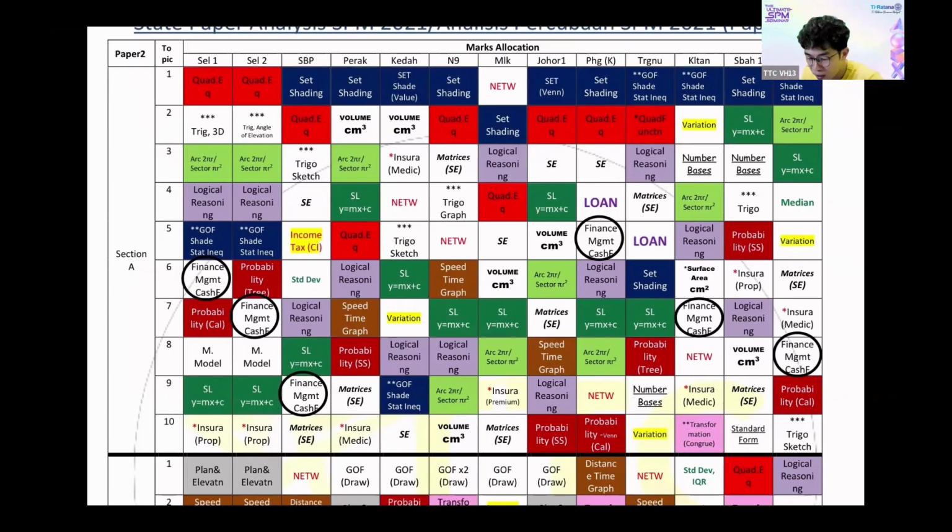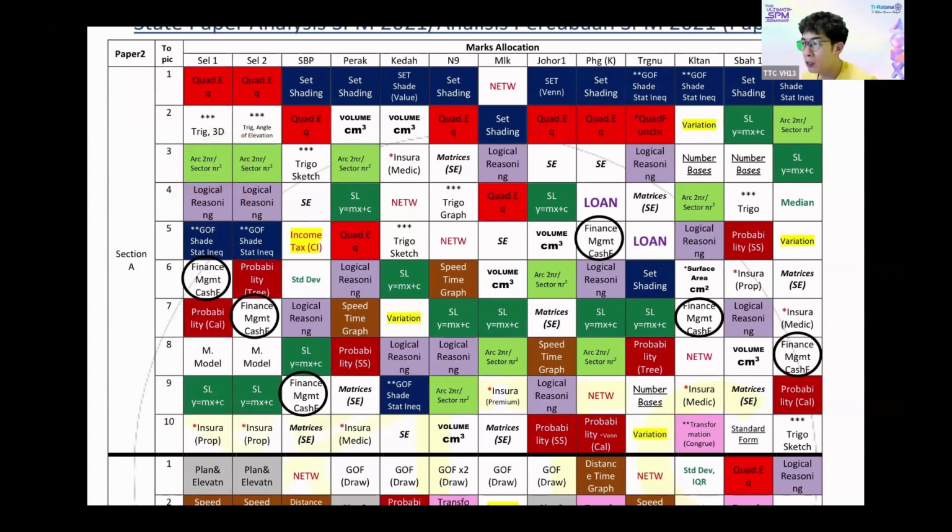You can see quadratic equation, like what I mentioned. The quadratic function, the quadratic equation, everything. You see the red color repeats, correct? And you can see another red color where I name it as probability, kebarangkalian. Then we have SL, straight line, y equals mx plus c, then the purple color, logical reasoning. We have arc and sector, 2 pi r squared.